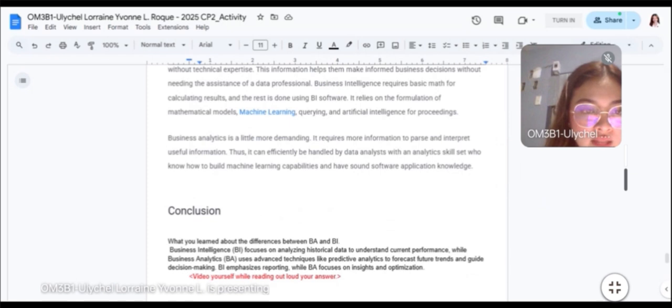Business analytics is a little more demanding. It requires more information to parse and interpret useful information. Thus, it can efficiently be handled by data analysts with an analytics skill set who know how to build machine learning capabilities and have sound software application knowledge.